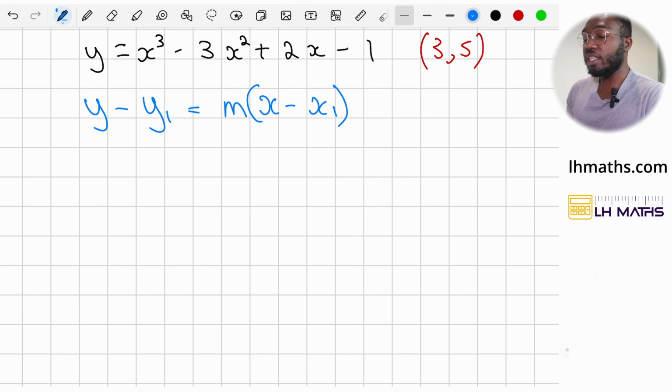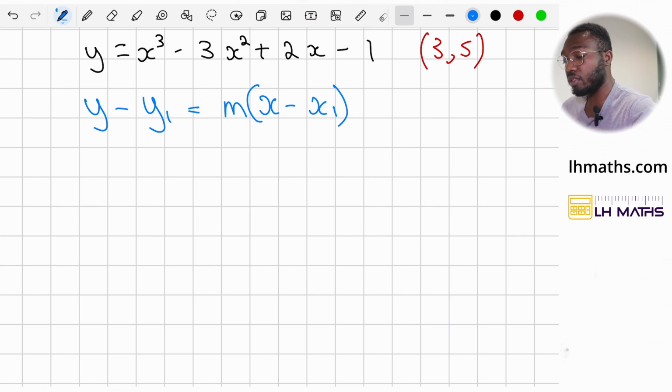So we need to know three values: our x, our y, and our m value. We already know our x value is 3 and our y value is 5, but we need to work out our gradient, our m value. To do that, we can differentiate our equation, and then if we substitute in our x value, that will give us our gradient.